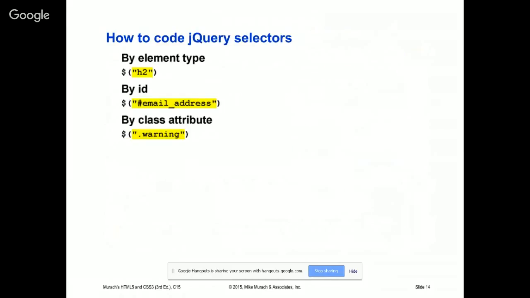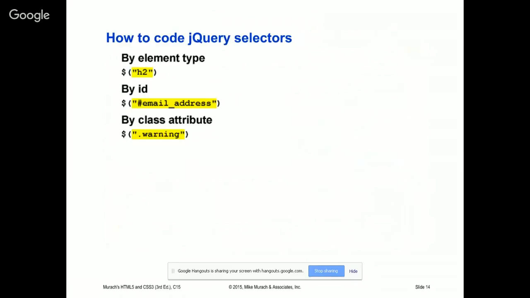And the different types of selectors available to jQuery are similar to CSS, right? You can select by the element type. So if I wanted to work with all the H2 elements in the page, I'd say "h2" in quotation marks. If I wanted to work with only one element, I can select it by the ID, so the hashtag means ID, or the dot means class. Let's say I want all the classes. And that's how you select them.